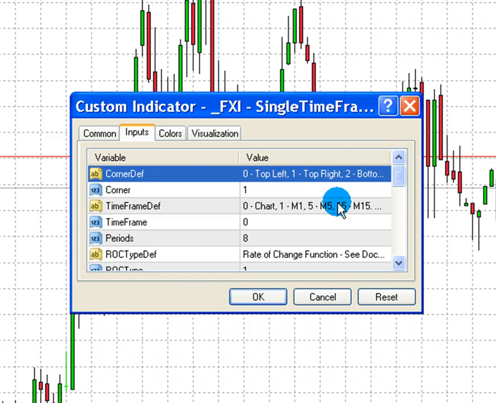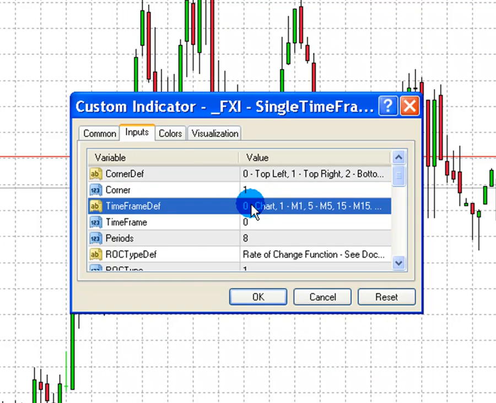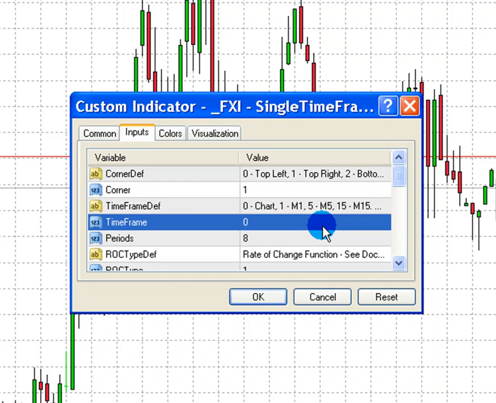Corner def is the description of the valid inputs for what corner we want this to appear in. 0 is the top left corner, 1 is the top right corner, 2 is the bottom left corner, and 3 is the bottom right corner. I like this particular thing to show up in the top right corner, so I set this to 1. Time frame def is the definition of the valid inputs into the time frame that we want to look at. 0 is to look at the current time frame.